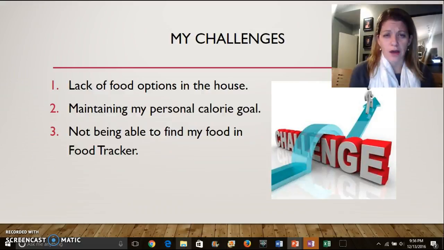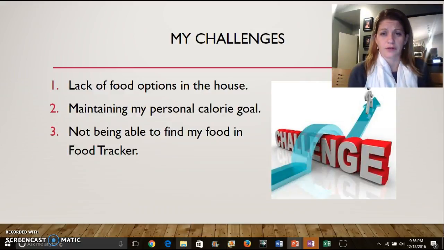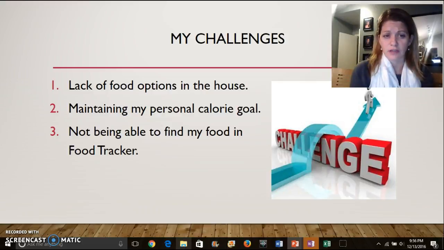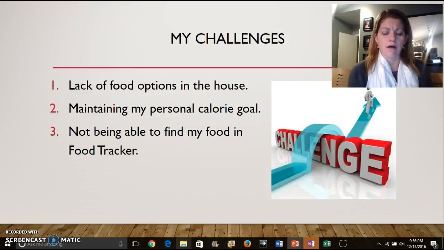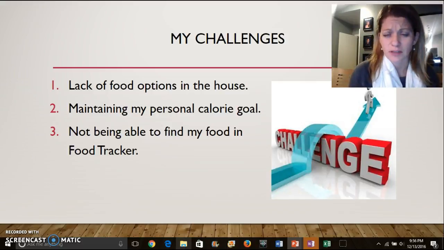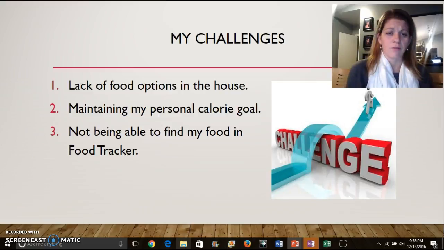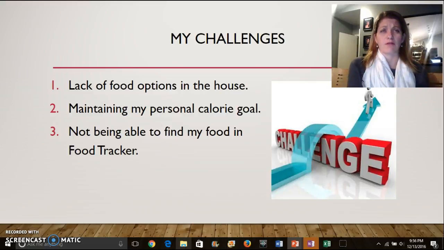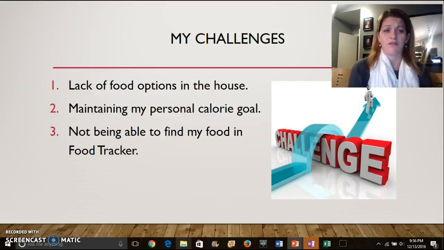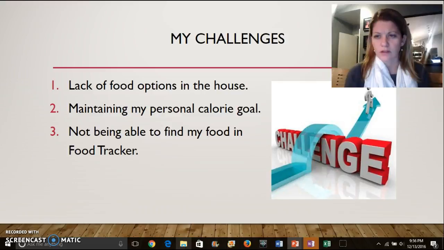Okay, during your food log, I want you to give me some of those challenges. So again, somewhere around 3 to 4 is what I'm looking for, but tell me what were some of those challenges. Maybe it was the fact that you didn't have many options to choose from in your household. Maybe you had a challenge with understanding how to stay within your personal calorie goal. Maybe when you were using a food, you couldn't find it in Food Tracker, so maybe you didn't really know if you were getting the correct calories. So tell me what some of those challenges were during the course of the 5 days.